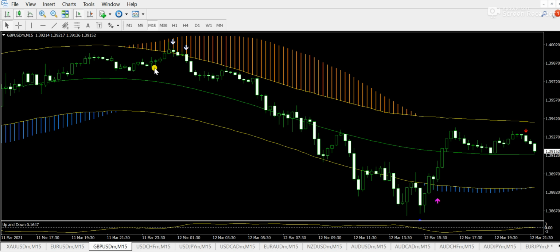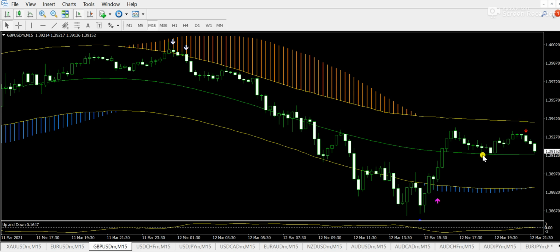Okay, now let's have a look at Great Britain Pound USD. If you look at the indicator, the yellow lines are directed downwards. It means that it's also a sell signal, and the sell signal appeared on Great Britain Pound USD on the 15-minute, so you can trade it.